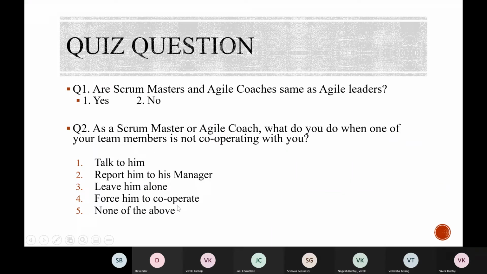Yeah, so we have spoken about this. Whenever you as a Scrum Master or Agile coach find that your team member is not cooperating, the ideal way of dealing with the situation is to directly talk to him or her, try to find out the reason, and explain what his or her place is in the entire team dynamics, how it will help other team members, and what the expectations are from that person. So definitely talking to him or her is the right answer.